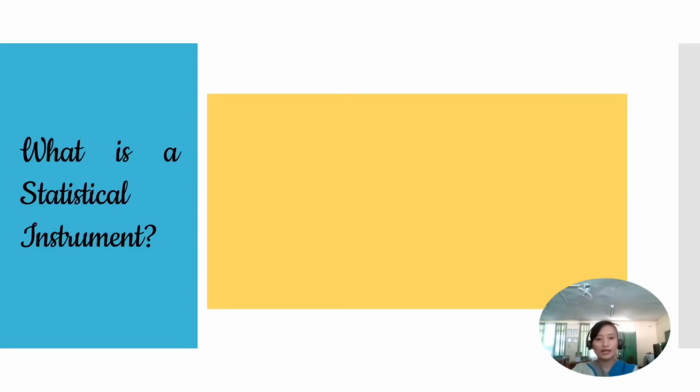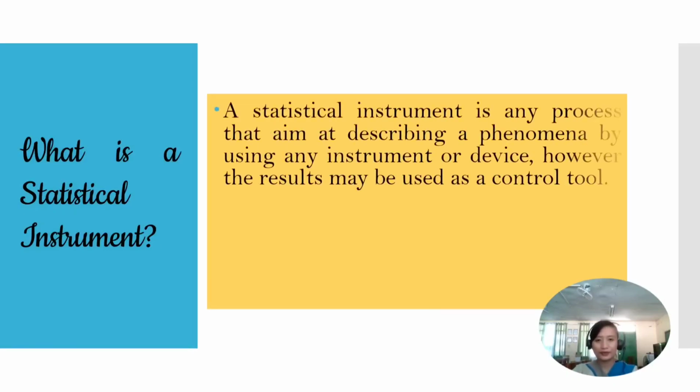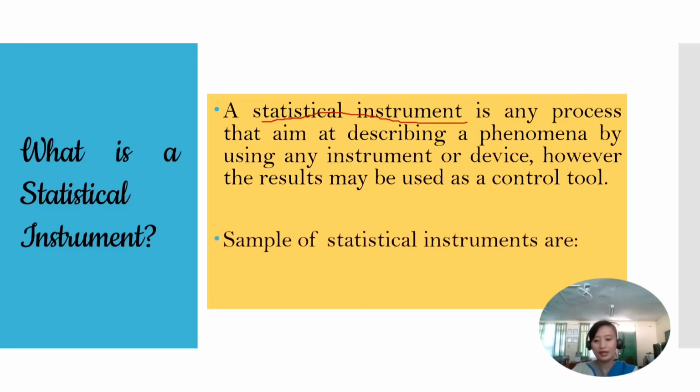First, let us define what is a statistical instrument. A statistical instrument is any process that aims at describing a phenomenon by using any instrument or device. However, the result may be used as a control tool. That is the definition of statistical instrument. There are some examples of statistical instruments such as survey and questionnaire. Let's go over them one by one.